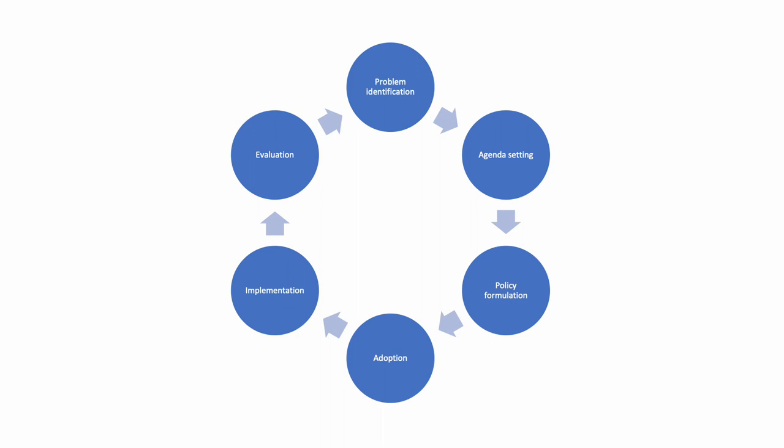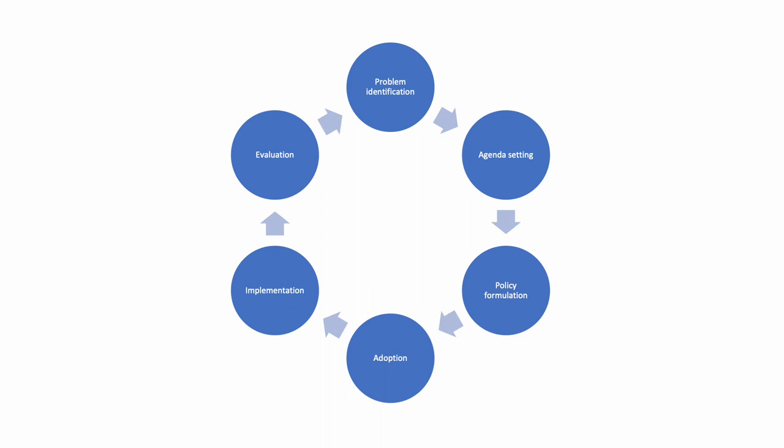Now, normally the next stage after that is policy evaluation, where bureaucrats, in this case in the Environmental Protection Agency, look at the outcome. They say, well, how well is this working? And they study it using data. That's called policy evaluation, right?